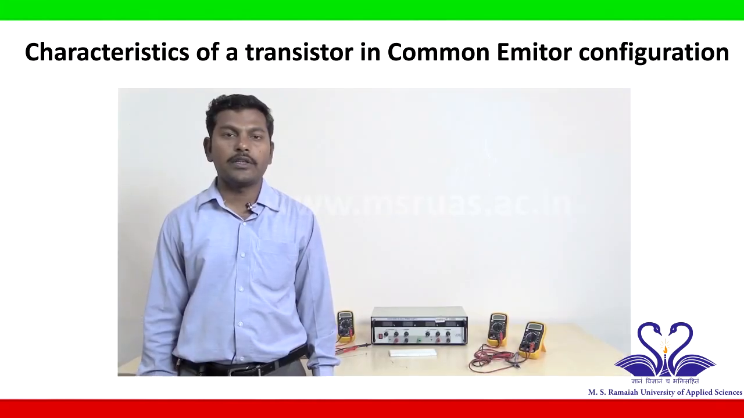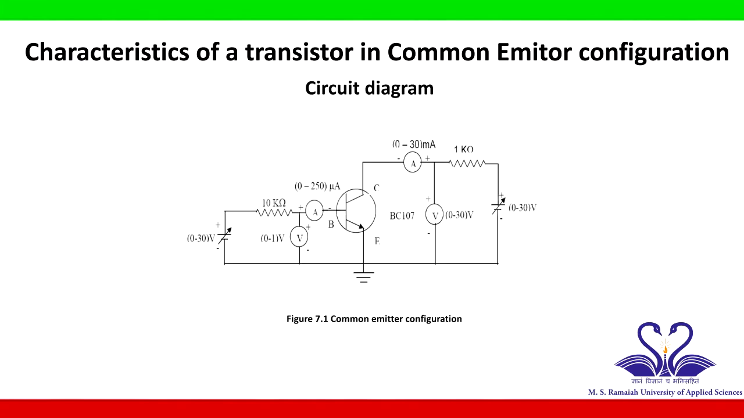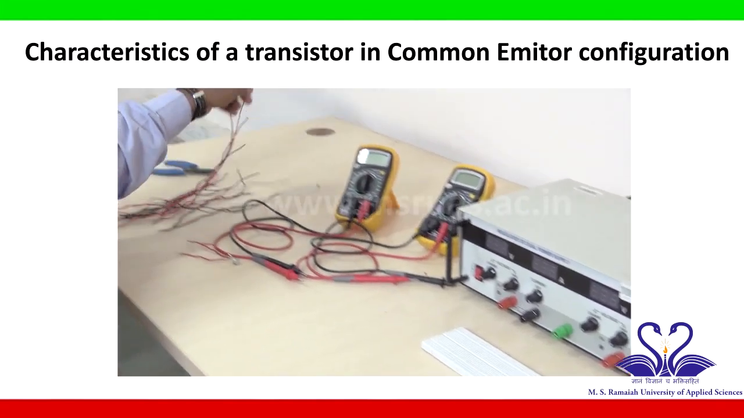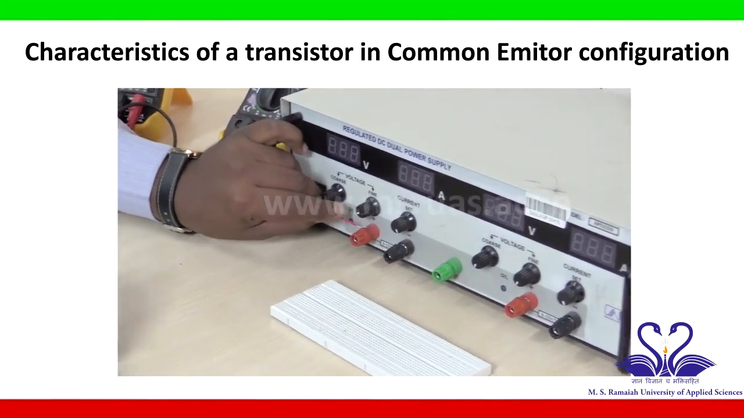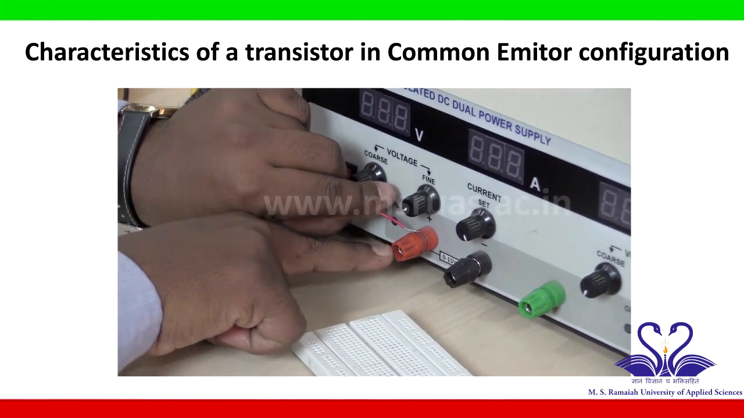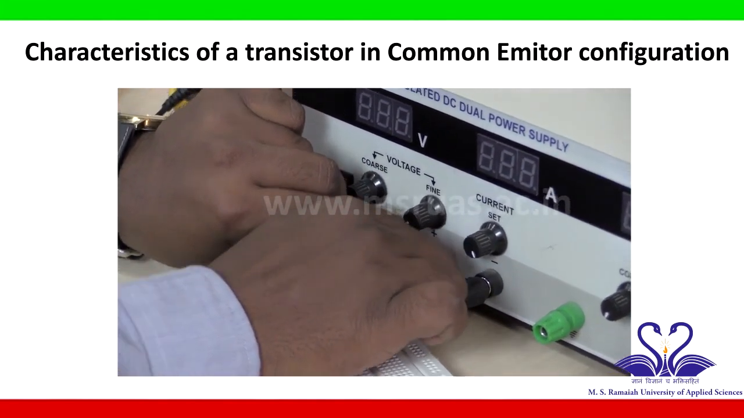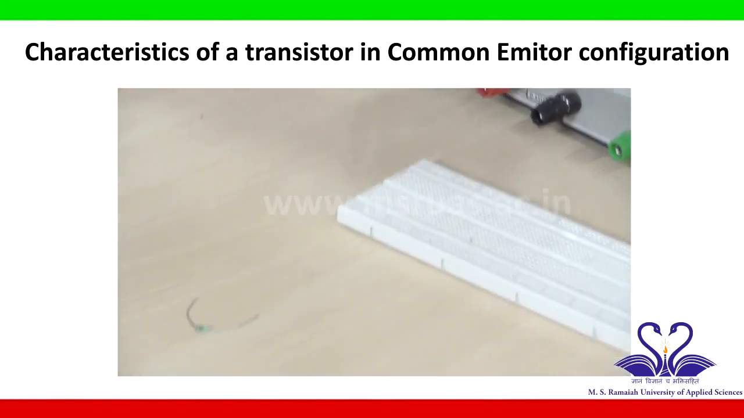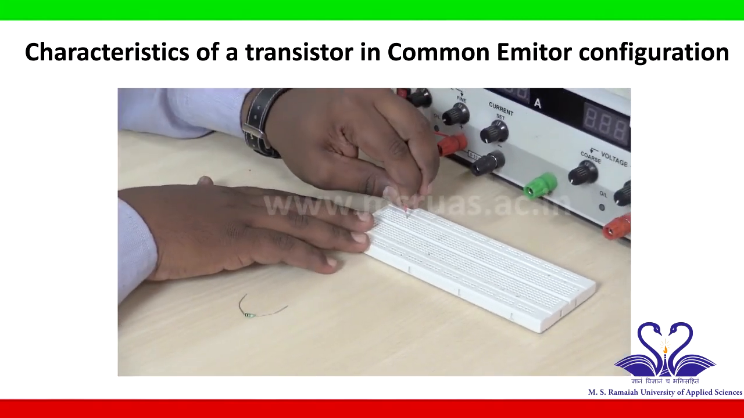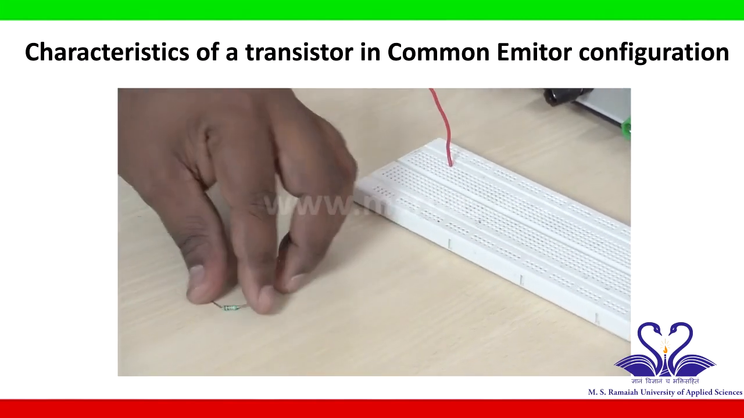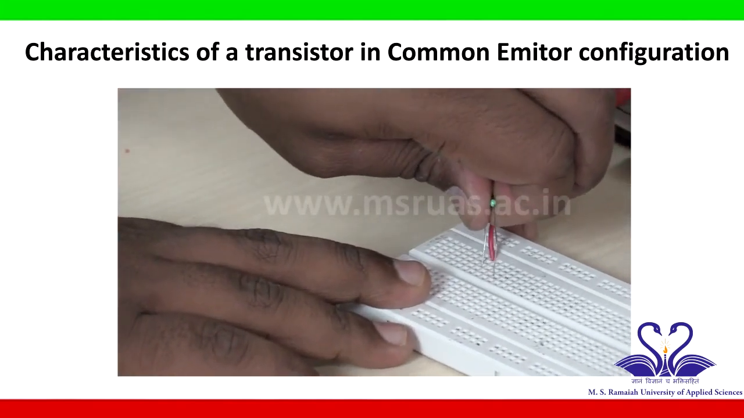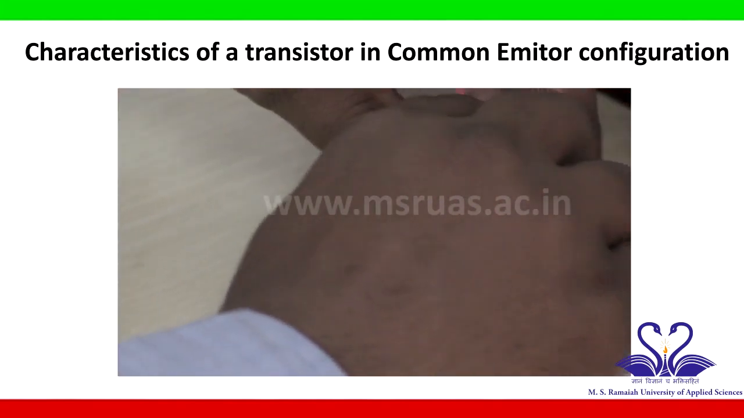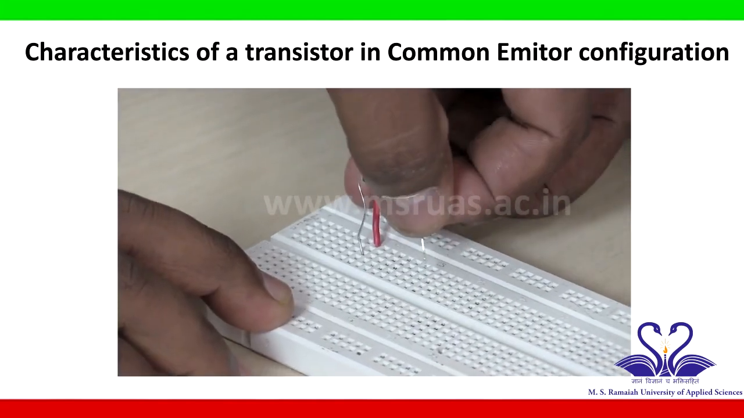Let us begin with the circuit connection of a transistor in a common emitter configuration based on the given circuit diagram. Take a connecting wire. Let us call this voltage source the input side voltage source for the circuit. This is the positive terminal of the voltage source, which is connected to the 10 kilo ohm resistor. To make this connection, I will connect this wire somewhere in the breadboard like this, and this is connected to one end of the 10k resistor. Another end of the 10k resistor is connected somewhere in the breadboard.